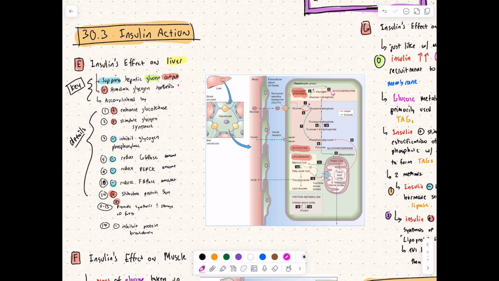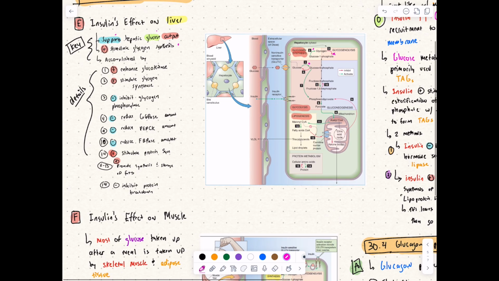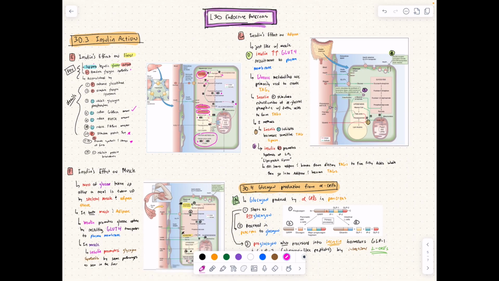Then we're going to stimulate glycogen synthase here to promote production of glycogen. We're going to inhibit glycogen phosphorylase to prevent the breakdown of glycogen. We're going to reduce the gluconeogenesis pathways. So basically stimulate glycogen synthase, stimulate glycolysis, stimulate lipogenesis overall. And so how do you do that? Reduce G6Pase, reduce PEPCK, and then fructose-bisphosphatase, so anything that is going to allow us to do gluconeogenesis. And then finally, we're also going to stimulate protein production and promote the synthesis and storage of fats, which we see here and here, and then inhibit protein breakdown.